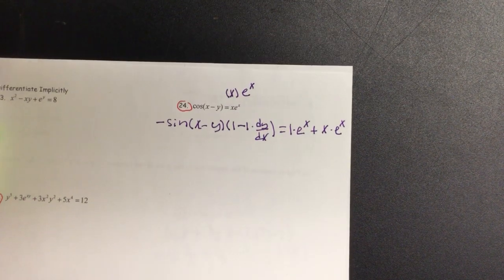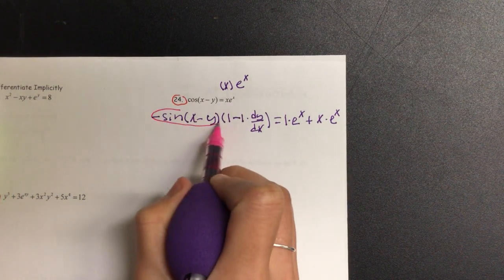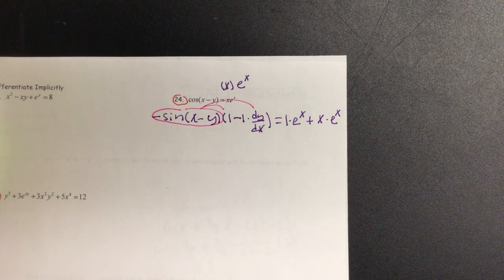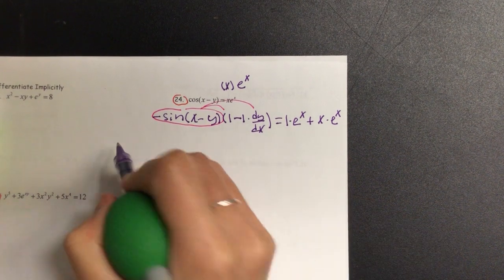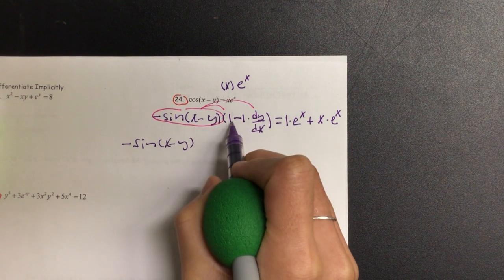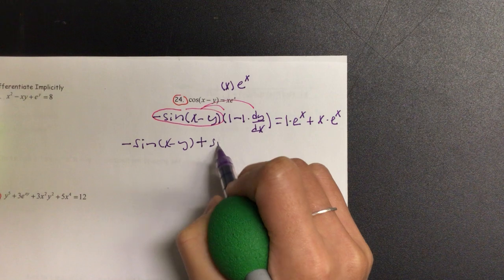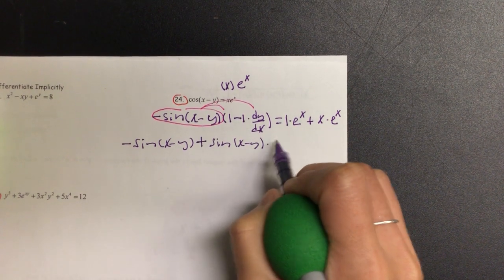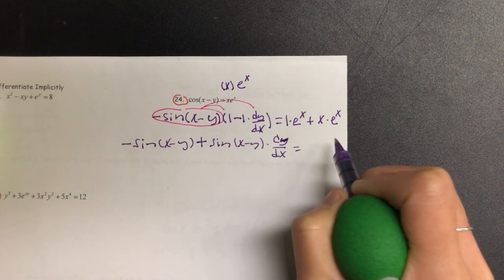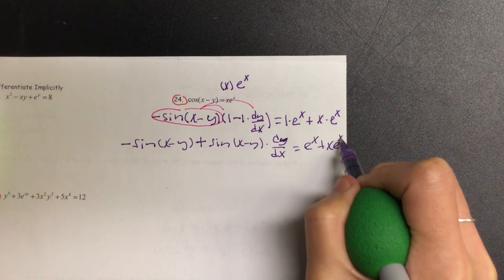So we need to go ahead and distribute all of this guy right here into the parentheses. So when I do, we get the following. We get negative sine of x minus y, because it's times 1. And then on the next one, we have negative times a negative, so it's going to be plus sine of x minus y, then dy over dx. And then we get e to the x plus x times e to the x.